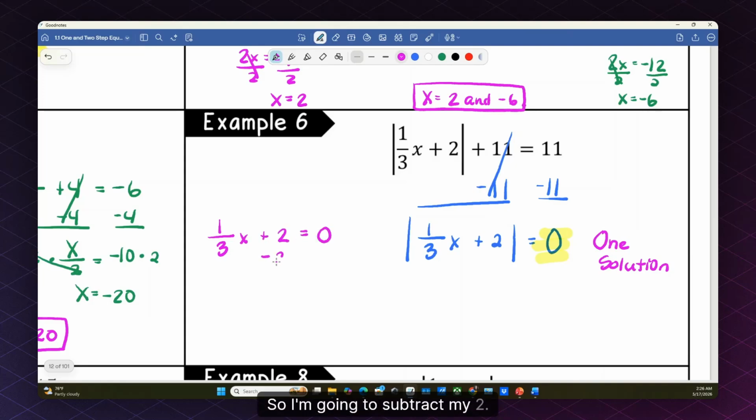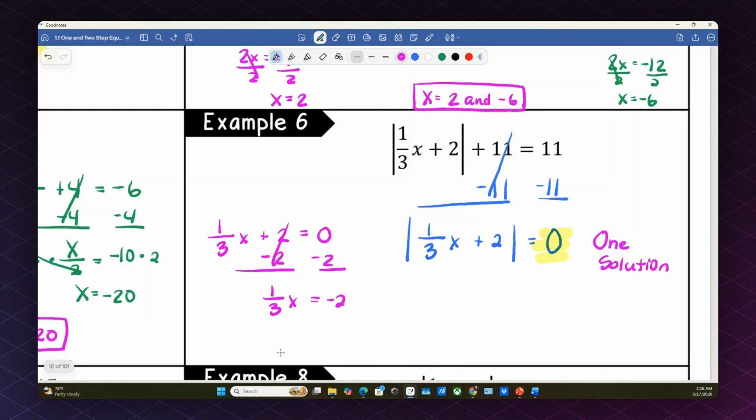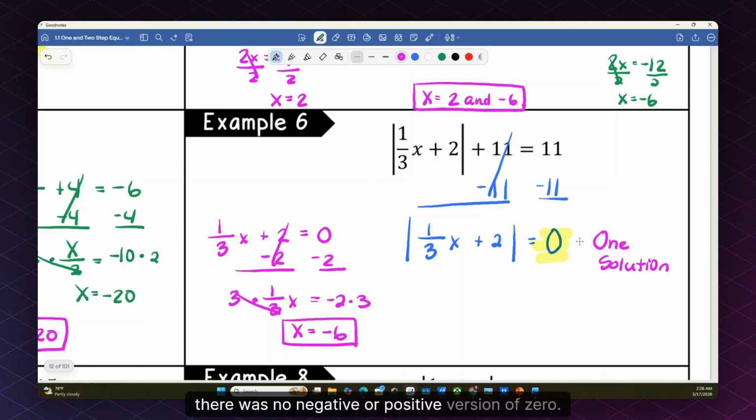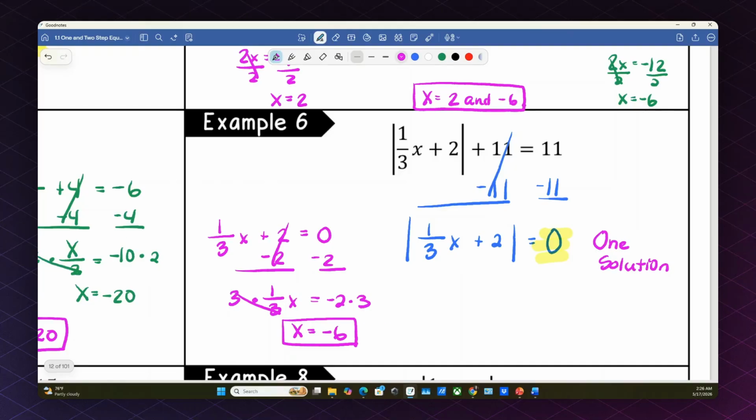So I'm going to subtract my 2. We get 1/3 x equals negative 2. This is in the denominator, so to clear that denominator, we got to multiply by 3 on both sides. And so I'm going to get x equals negative 6. And that is my 1 and only answer because there was no negative or positive version of 0. There was only 0. So there was only one equation to solve for this one.